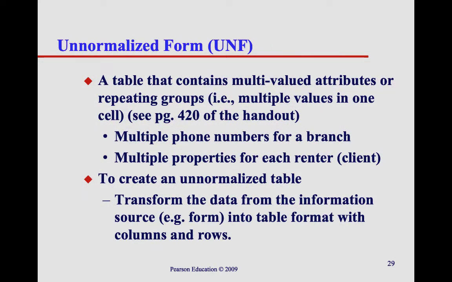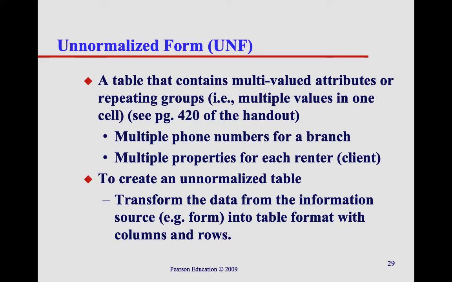There actually is something called unnormalized form, which I pretty much never deal with. But if you have something like a form and you're creating a sample table from it, you could end up with repeating rows, or repeating columns for things like phone numbers. If there are multiple phone numbers, or let's say you were looking at leases, for each customer or each property owner, you might come up with multiple leases. That would be considered unnormalized form.